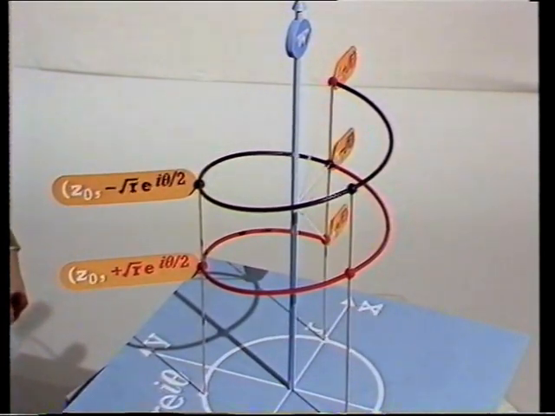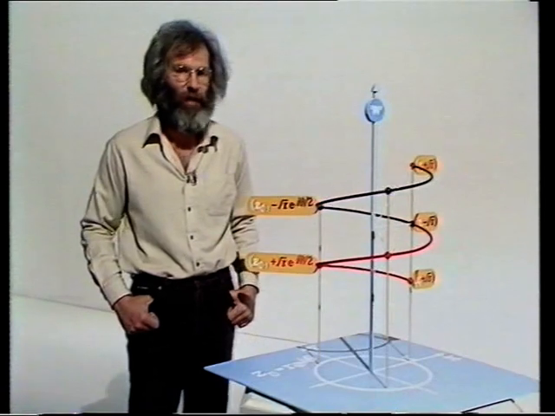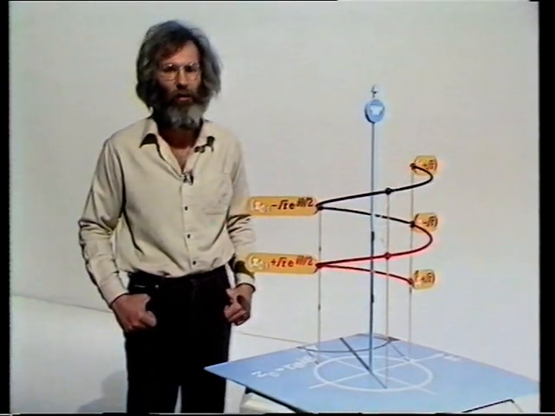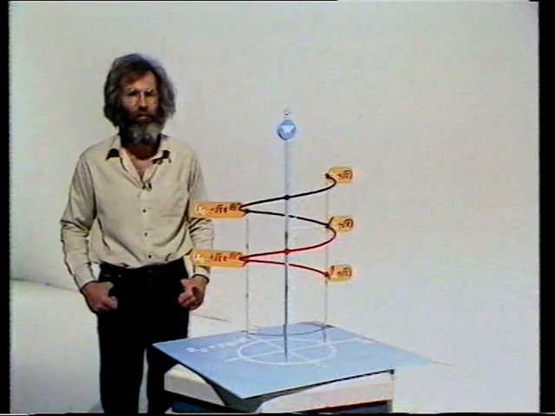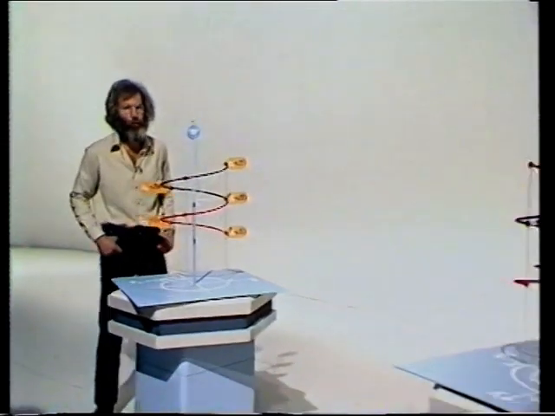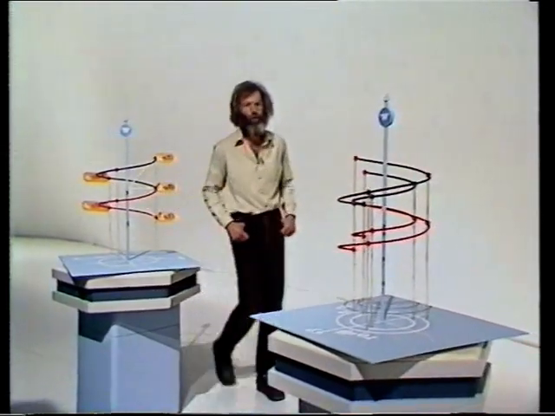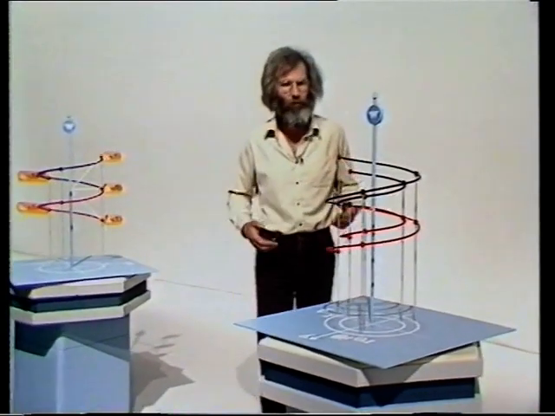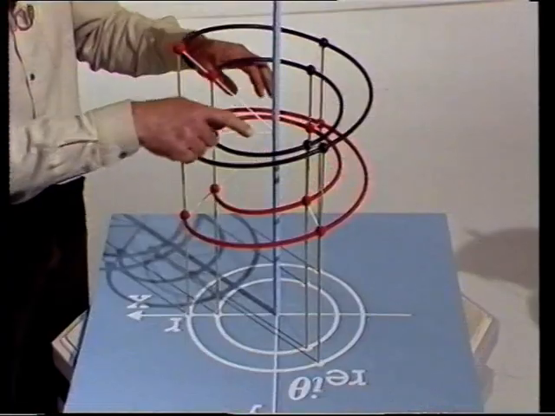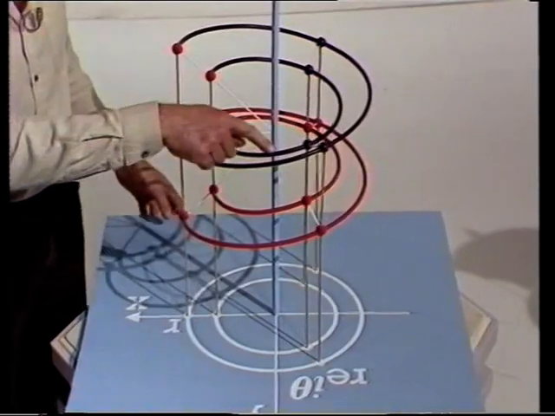Well, that's just one circle of z values. What about other z values? Well, if we take another circle, we'll obviously get the same behavior. For example, if we take a smaller value of r, then we can represent the corresponding bit of the locus as a tighter spiral like this.